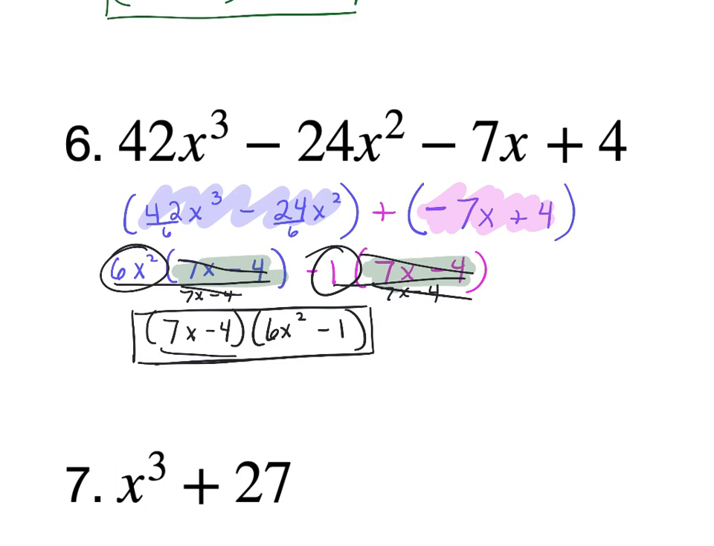Now, you might try to factor this second polynomial here. It's a difference. It's only got 2 terms. It's got an x squared. However, 6 is not a perfect square. 3 times 3 is 9, and 2 times 2 is 4. So we can't do a perfect square or a difference of squares.